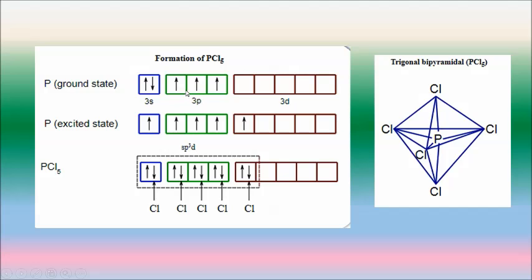So for each chlorine, because chlorine's atomic number is 17, when we write the valence electrons it will be 3s2, 3p5. So the one p orbital has an unpaired electron which has to overlap with the phosphorus unpaired electron orbital. So each chlorine will be overlapping with the phosphorus half-filled orbital, not empty, half-filled orbital. So how many unpaired electrons should we get in the phosphorus? 5. For that we don't have that many, we have only 3 here.